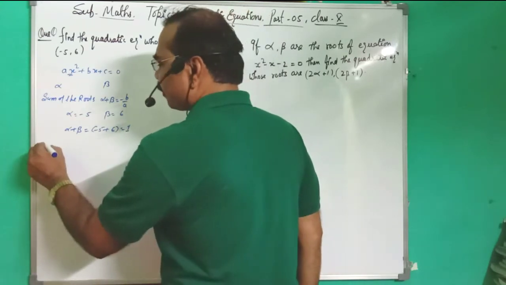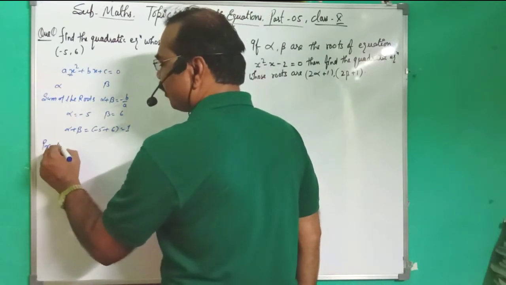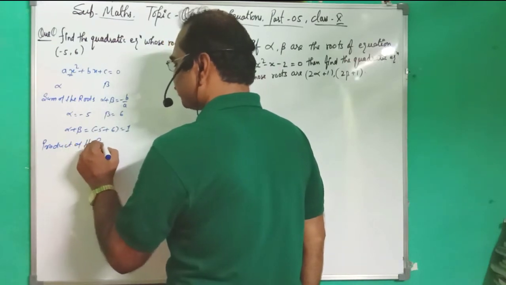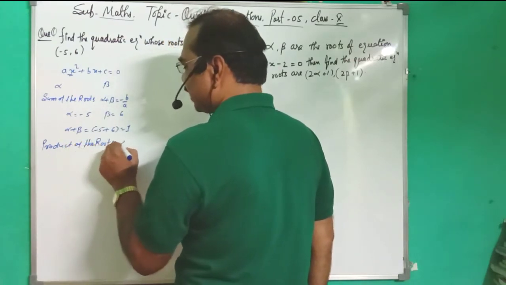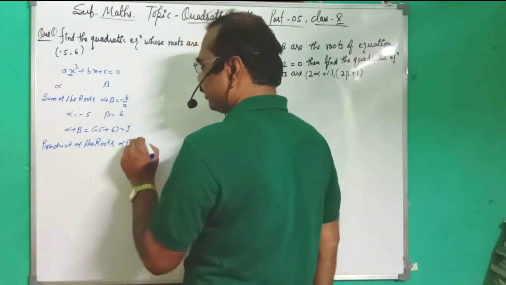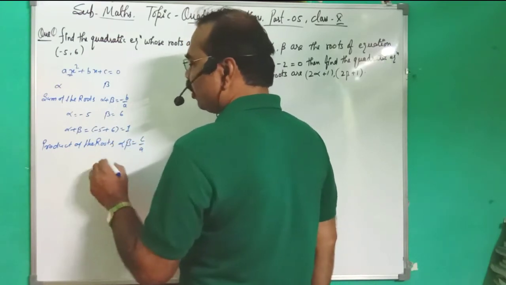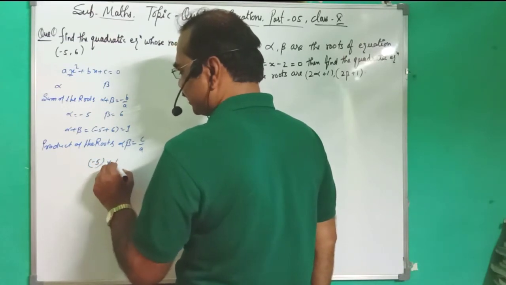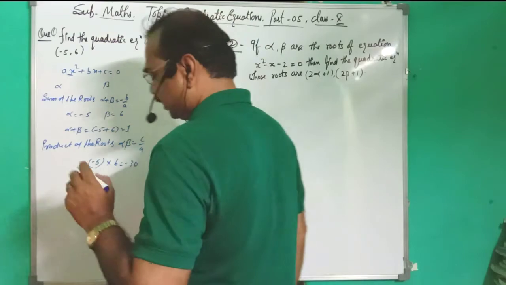And the second one is the product of the roots. What is the product of the roots? Okay students, the product of the roots is alpha into beta. You know that the value is c upon a. The value of alpha is minus 5 and the value of beta is 6, so the value is minus 30.